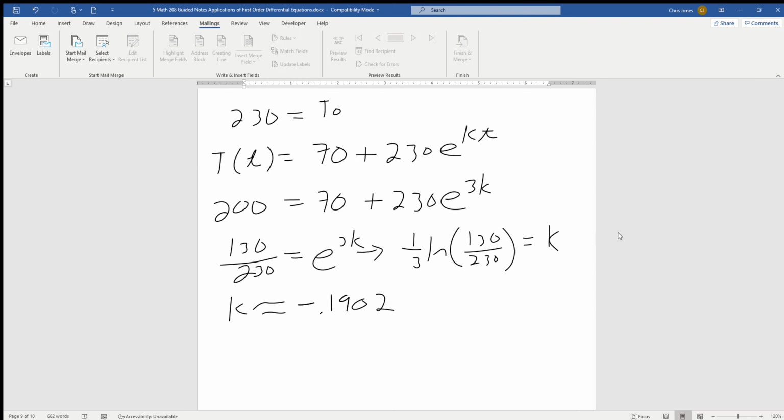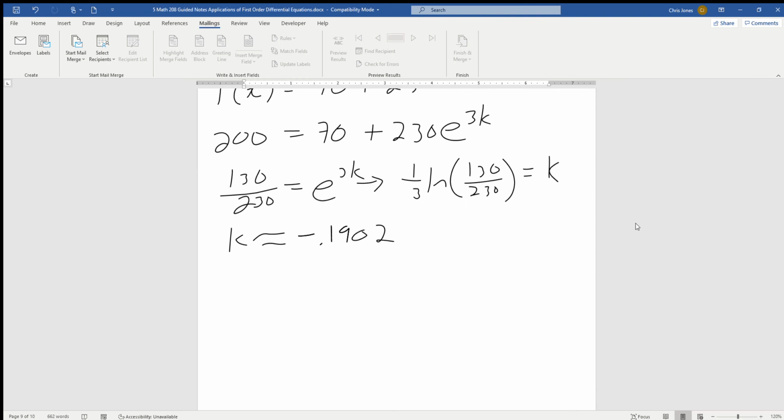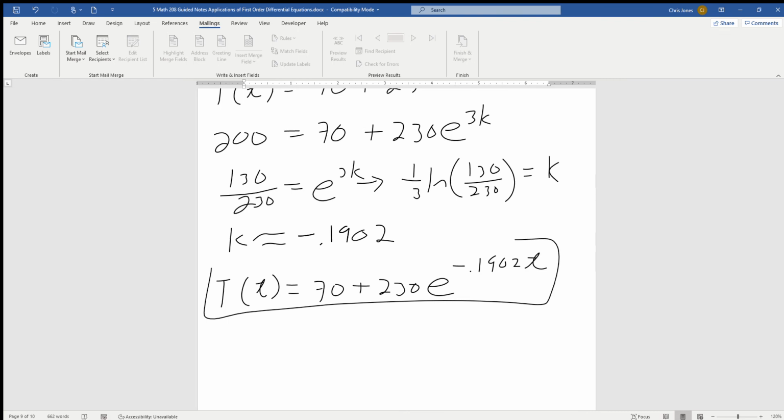So now we have a function, T of t. And our function T of t is going to be equal to 70 plus 230 e to the negative 0.1902 t. So that's our function.